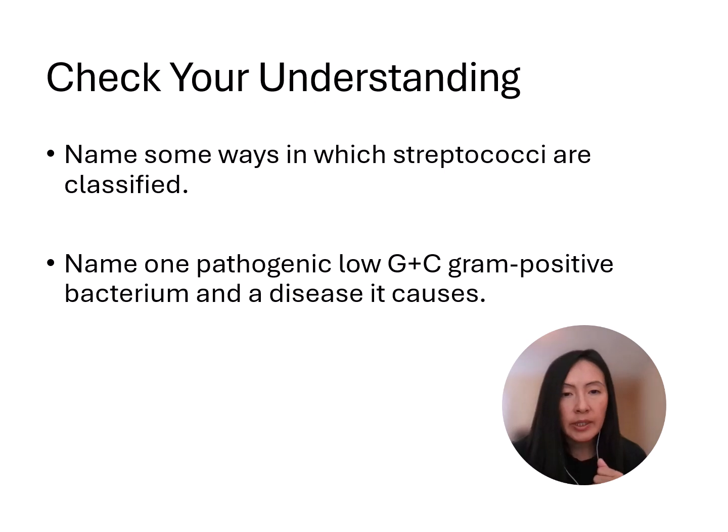For the second one, name one pathogenic low GC gram-positive bacterium and a disease it causes. So Streptococcus pyogenes falls under that category. This causes strep throat and also necrotizing fasciitis. We can also list Clostridium tetani, which causes tetanus, Bacillus anthracis, which causes anthrax, Staphylococcus aureus, which causes skin infections and also includes MRSA or VRSA.